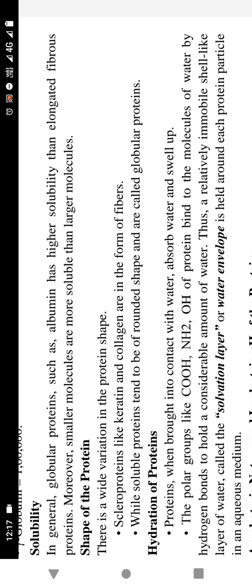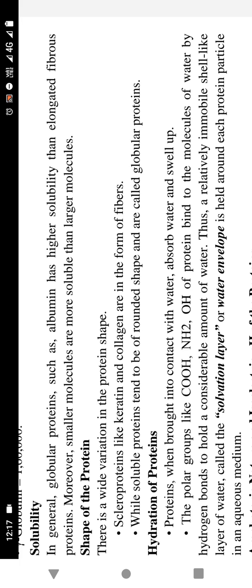And next, hydration of proteins, which means when brought into contact with water, the protein absorbs water and swells up. Example, the dal used in cooking takes up the water, like a sponge. Why has it taken up or absorbed the water?